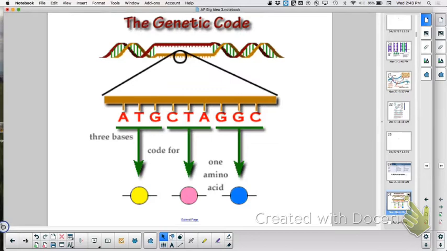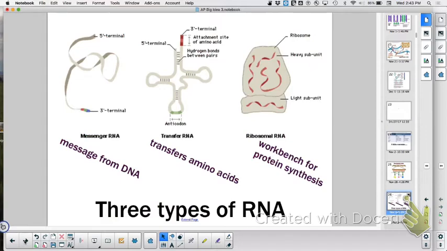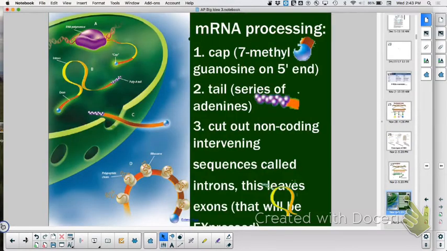Okay, and every 3 bases on the mRNA is called a codon, which is complementary to the anticodon located on the tRNA. And remember the different spots on the ribosome? Yes. So you have your A site, you have your P site, and your exit. Those are your different kinds of RNAs. We went over that.